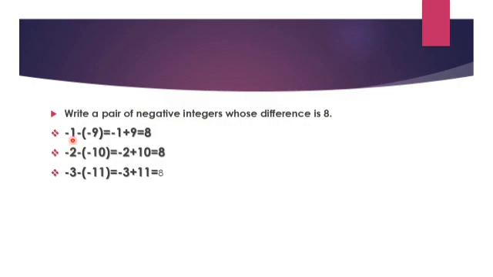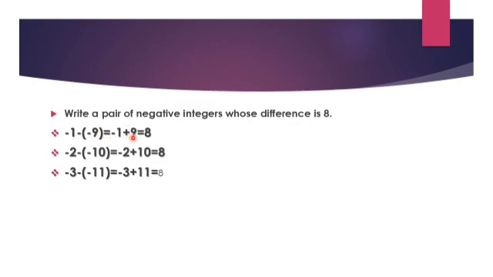Okay, we can find the answer as -1 is a negative integer, -9 is a negative integer. Am I correct? -1 and -9 are negative integers and the difference is 8. The difference -1 minus -9. Two negatives come together, then it becomes positive. Then we get -1 plus 9.